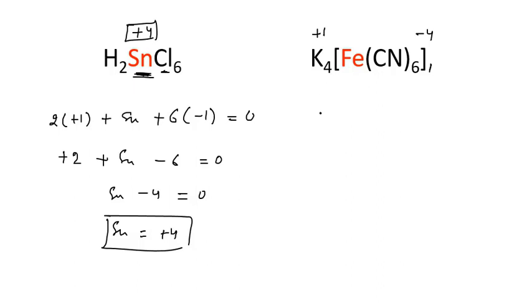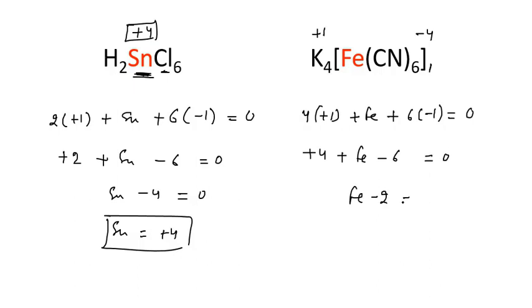Okay, you can see potassium shows +1 oxidation number. There are 4 potassium, plus Fe, and in case of cyanide ion we know it shows -1 oxidation number, is equal to 0. Now we can simplify, it is +4, then here we have Fe, it is -6 is equal to 0. Fe it is -2, this is iron, is equal to 0. Then iron shows +2 oxidation number. It's a very simple and interesting part. Now in this complex Fe shows +2 oxidation number.